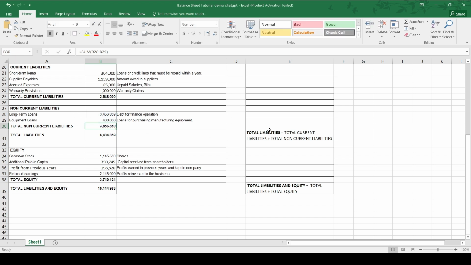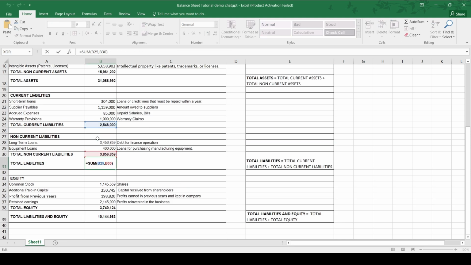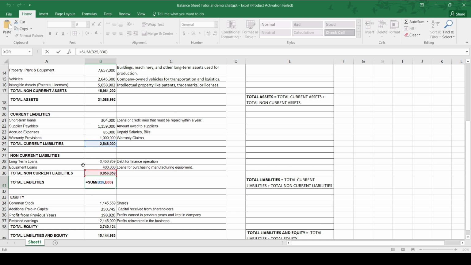And when we add total current liabilities plus total non-current liabilities, we get our total liabilities, as you can see here. This is how you can find total liabilities.